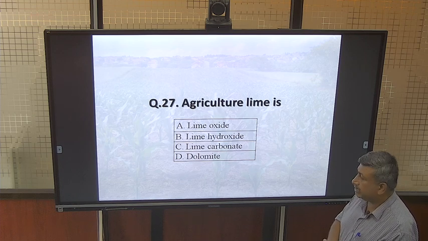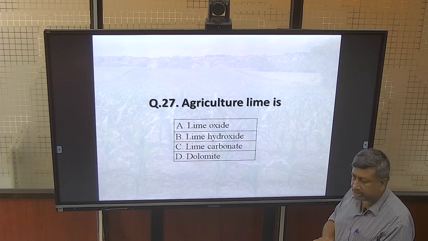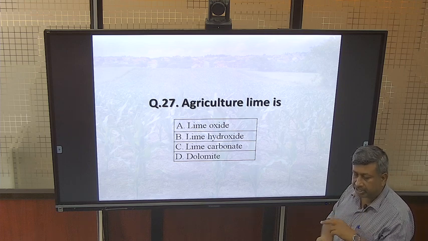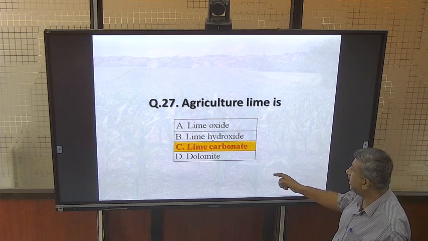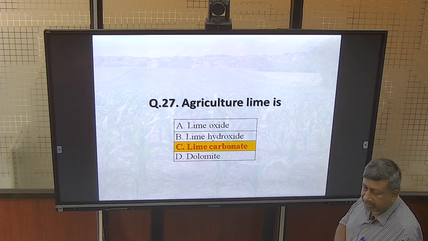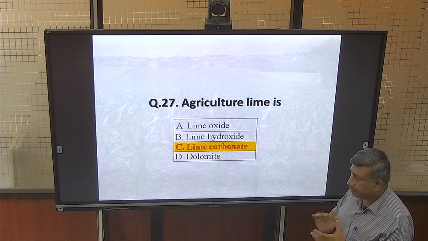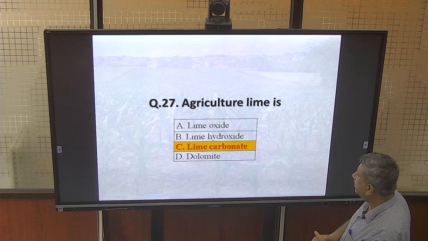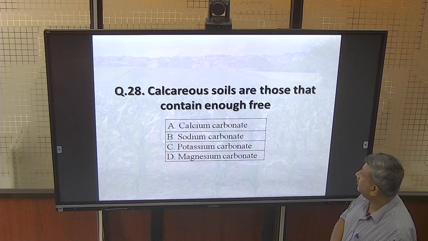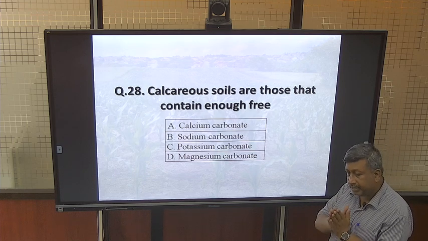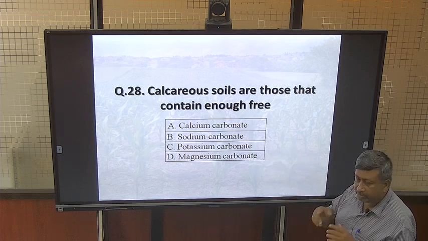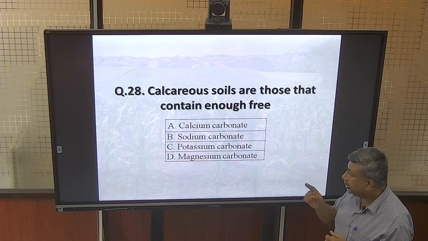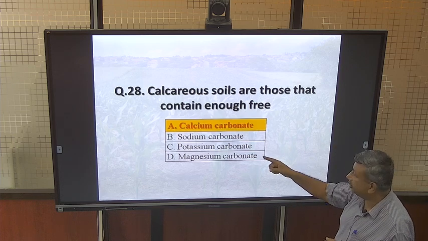Agriculture lime has different types: calcium oxide, calcium hydroxide, calcium carbonate, and dolomite, which is calcium carbonate plus magnesium carbonate. And agriculture lime is lime carbonate. Calcium carbonate is termed as agriculture lime. So, there is a confusion, and we have to remember what agriculture lime is. It is calcium carbonate. Calcareous soils are those that contain enough free calcium carbonate. The word calcareous is related with calcium carbonate. So, these are different: calcium, sodium, potassium, magnesium, all these are base forming cations, but calcareous is related with calcium carbonate. Okay.